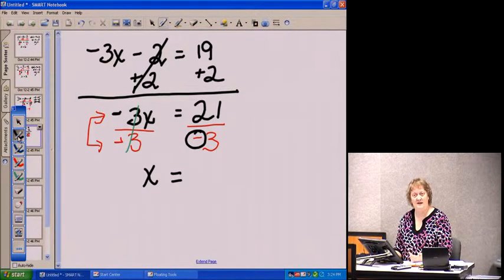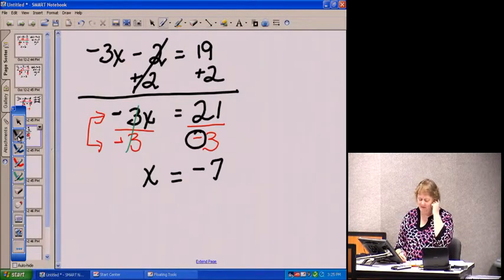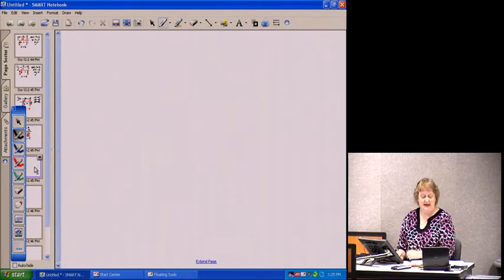And a 21 divided by a negative 3, signs are different, so the answer will be negative. 3 goes into 21 7 times. And again, I'll leave the check for you to work. Okay, let's look at one last example of this type.